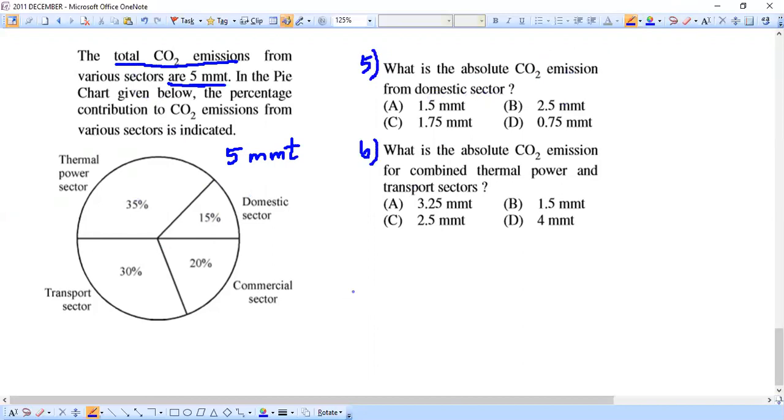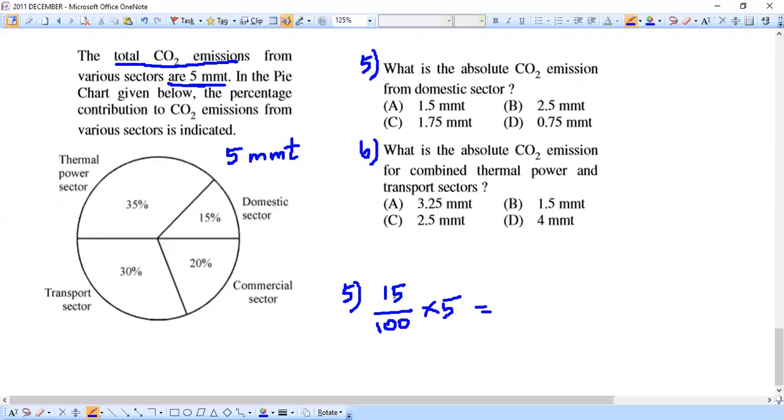Let me take this page. Question number 5. They are asking what emission we can have from domestic. Domestic is 15 percentage. So what calculation are we supposed to do? We should do 15 percentage of 5, because the total emission is 5 MMT only. That means 15 by 100 into 5. Very simple. This calculation would give the answer.